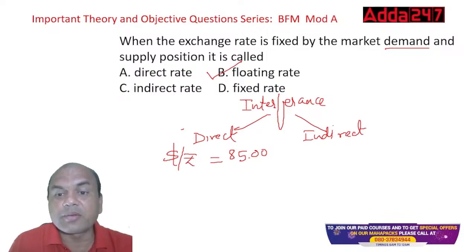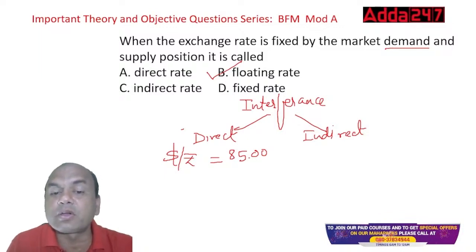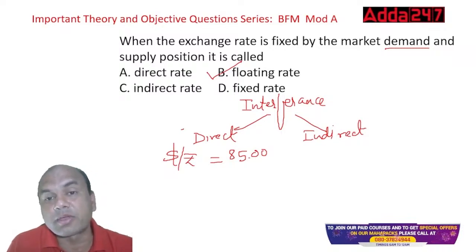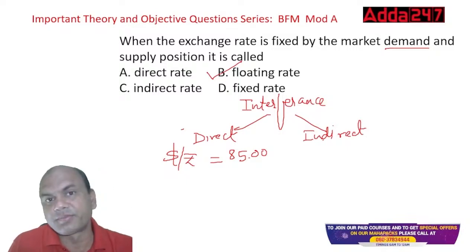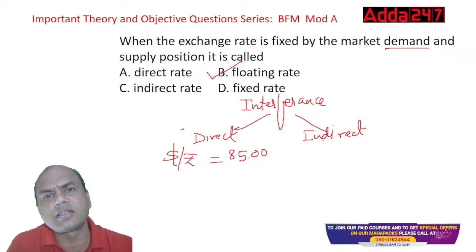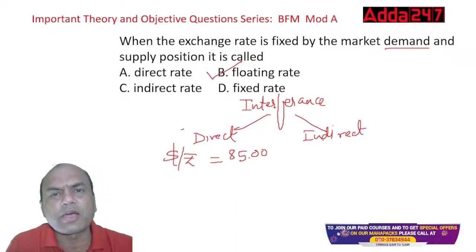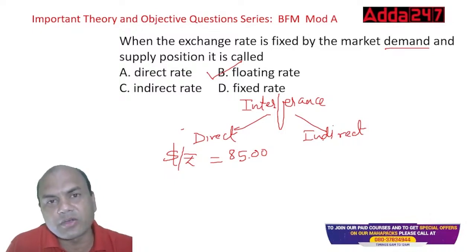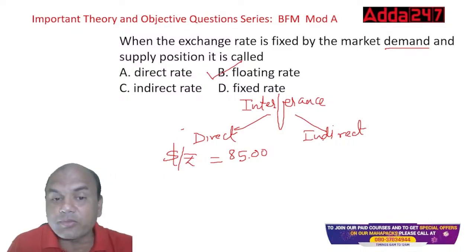What is indirect? Here, it depends on demand and supply, but RBI interferes indirectly. If the dollar rate is going too high, there is less supply of dollars, so RBI will sell the dollar. That is allowed. Indirect interference is allowed in all countries, even the USA, UK, India, because that is the job of RBI. If your dollar rate goes very high or very low, it immediately affects your inflation position. So indirect interference is clearly allowed. Direct interference is not allowed.